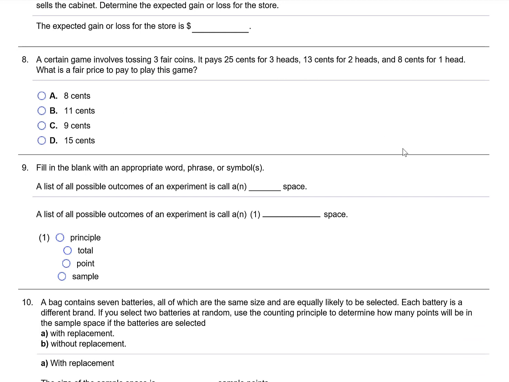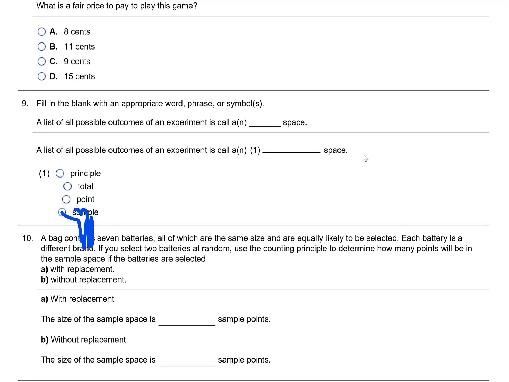A list of all the possible outcomes of an experiment is called what? It's called the sample space. So we have some batteries here. We have 7 batteries. They're all the same size and equally likely to be selected. Each one is a different brand. If you select 2 at random, use the counting principle to determine how many points will be in the sample space if the batteries are selected with replacement. If we select with replacement, it's going to be 7 times 7 because we put back after the first draw, so we'd have 49 outcomes. If we sample without replacement, it's going to be 7 times 6, or 42.